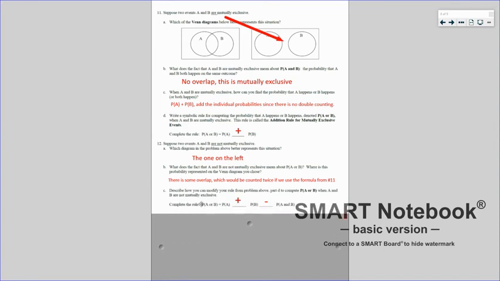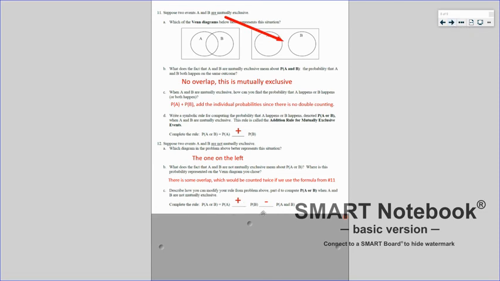So now to complete this rule, I'm still going to add them, but now I can subtract off the overlap. The probability of A and B, that's the probability that they are both happening. That's the part that I'm counting twice. All right, so let's see if we can use that rule.